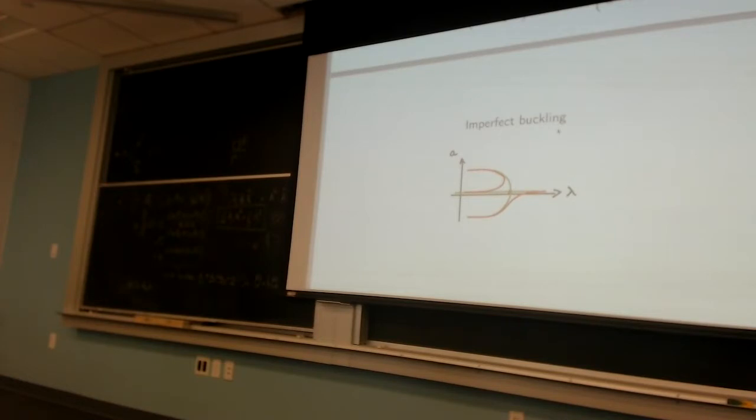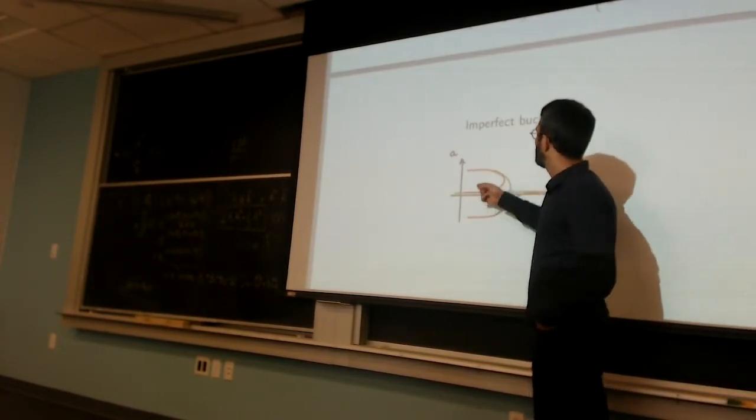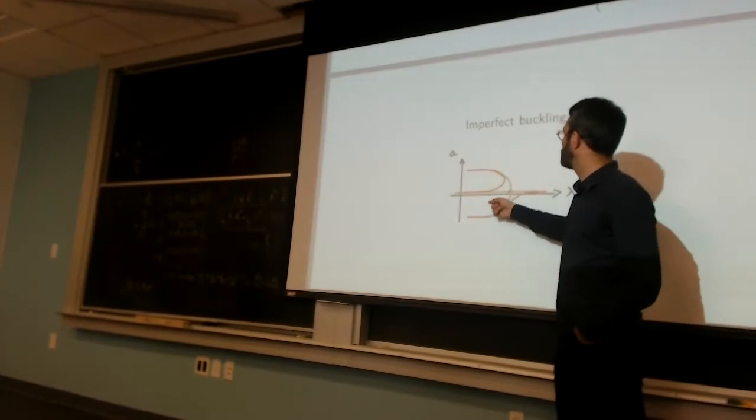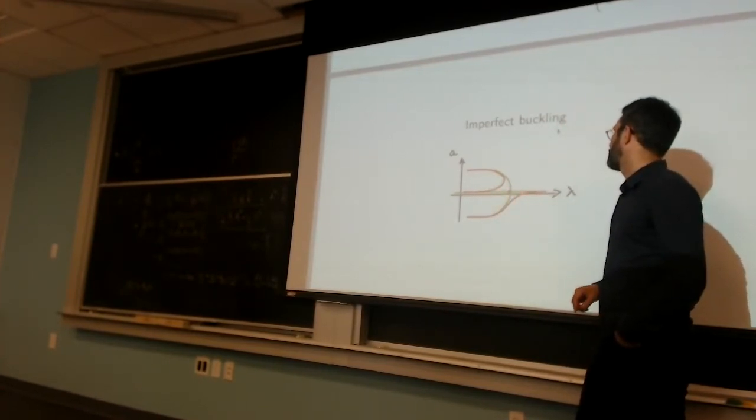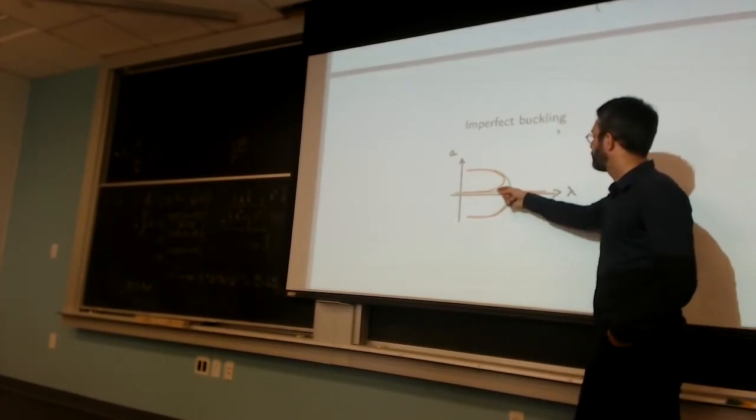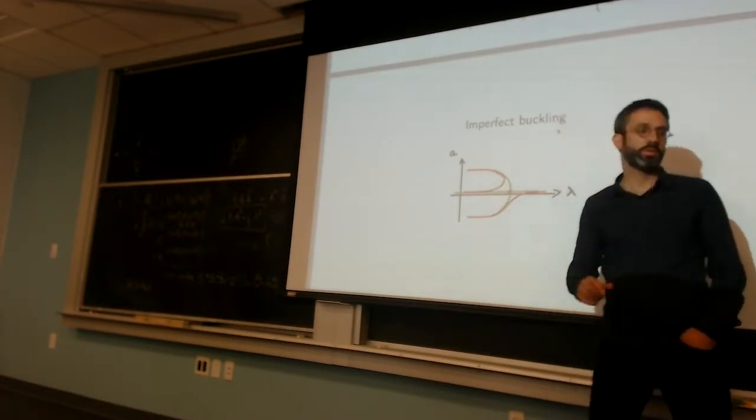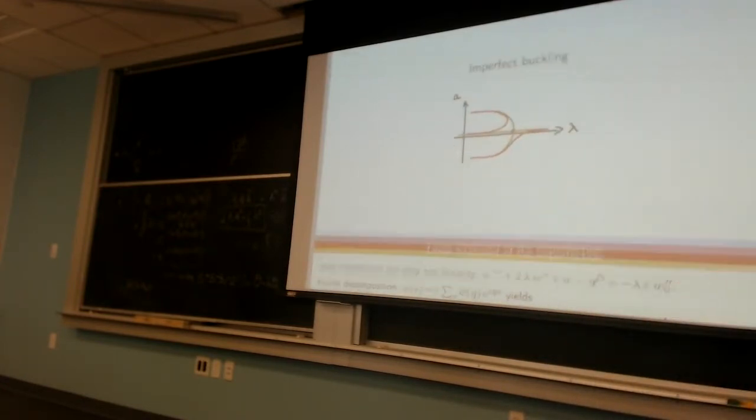So now the question is, what is going to happen if we add some kind of imperfection in the system? And you know that typically you would break symmetry and you would transform this nice symmetric pitchfork bifurcation into these non-symmetric things, and that's actually what we will derive from the system.